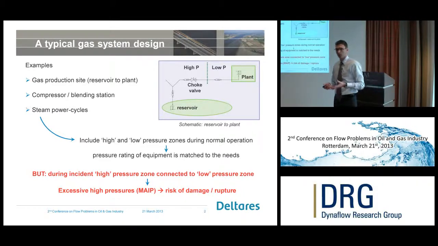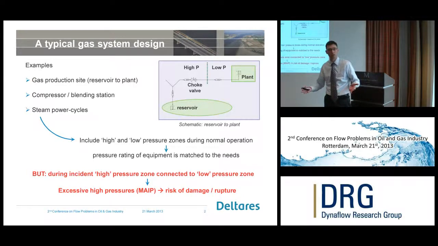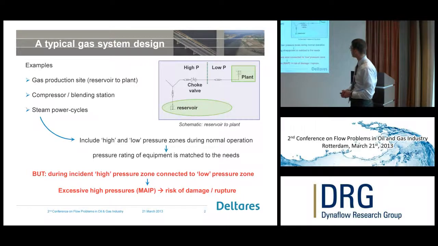To get transport lines that can cope with high pressures, you need very thick-walled pipelines, and they are more expensive. So during the engineering stage, people choose the pressure rating of the equipment such that it matches the needs, because that is economically the best way to do it. However, during normal operation that's a good way to go, but what happens if you have an incident and a high pressure zone is connected to a low pressure zone?